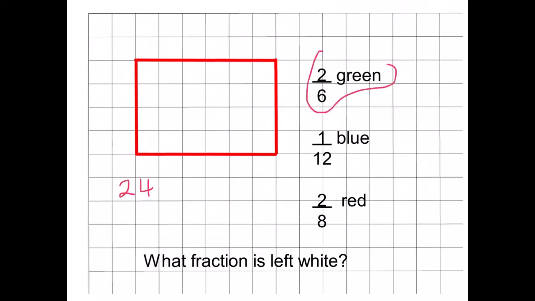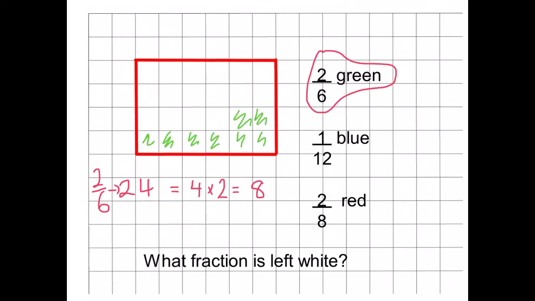2/6 of them have to be green. So I need to work out 2/6 of 24. So I divide by the bottom and multiply by the top. 6 into 24 goes 4 times, times it by 2 gives me 8. So 8 of my squares have to be green. 1, 2, 3, 4, 5, 6, 7, 8.